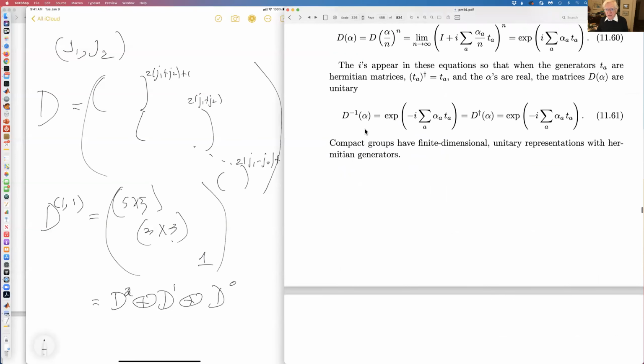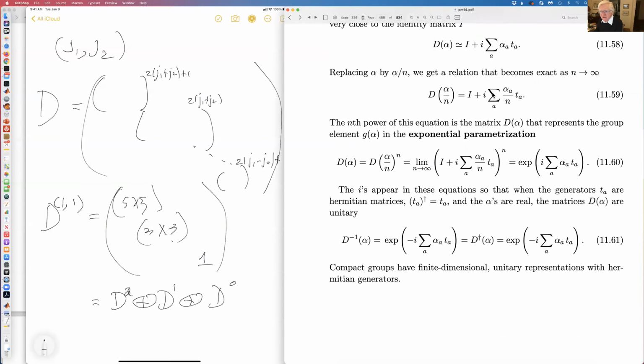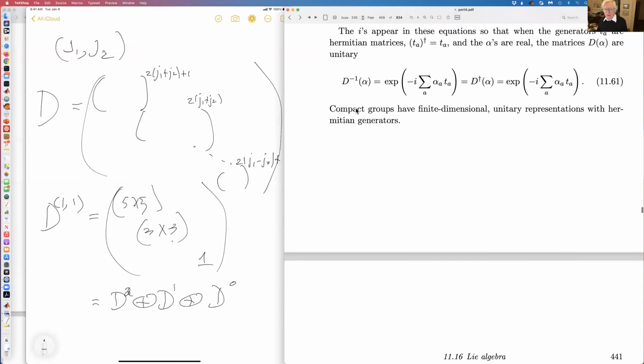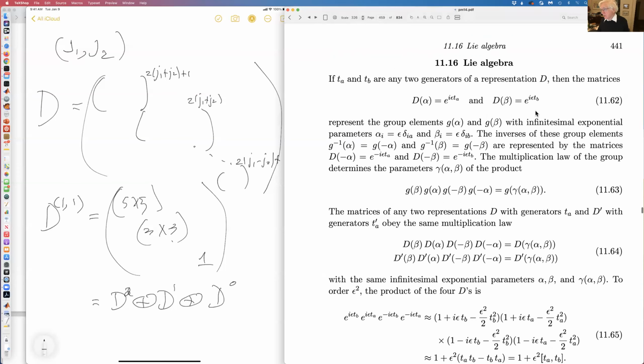And the result is that the D's are unitary. And of course, what mathematicians do is they just make the generators anti-Hermitian, and then the D's are automatically unitary. Anyway, D inverse has a minus i here, and that's the same thing as D adjoint, because D adjoint would just adjoint all this. This is Hermitian, and so you get a minus sign there. So once again, compact groups are finite dimensional unitary representations with Hermitian generators. Those are the things that are important in many areas of physics.